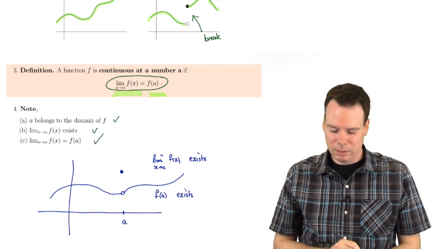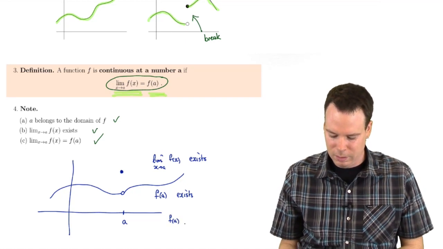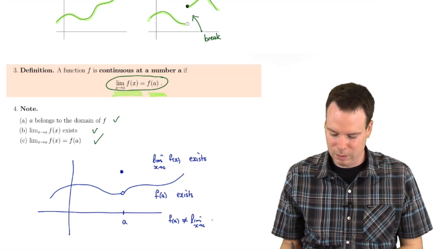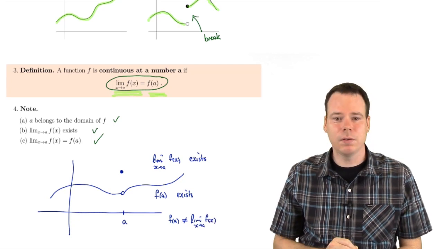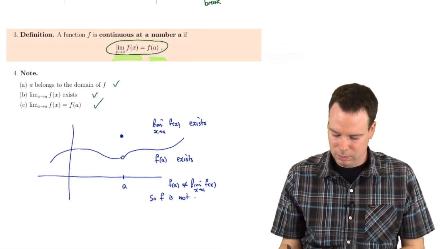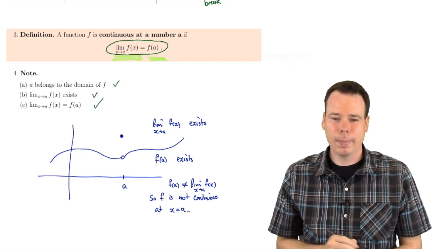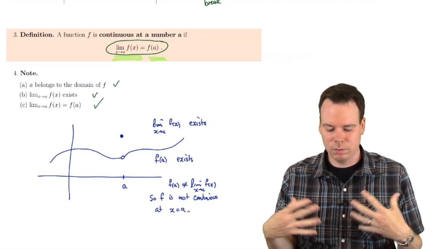Are they equal? Well, no, they're not equal. f of a is not the same as the limit as x goes to a of f of x. So they just happen to be different. So f is not continuous at x equals a. Okay, so these are the things we're going to have to check.